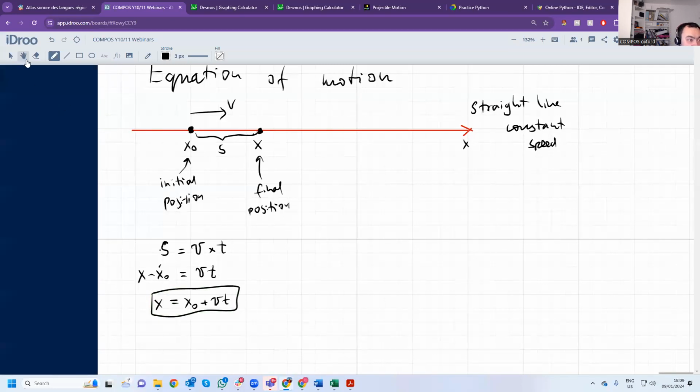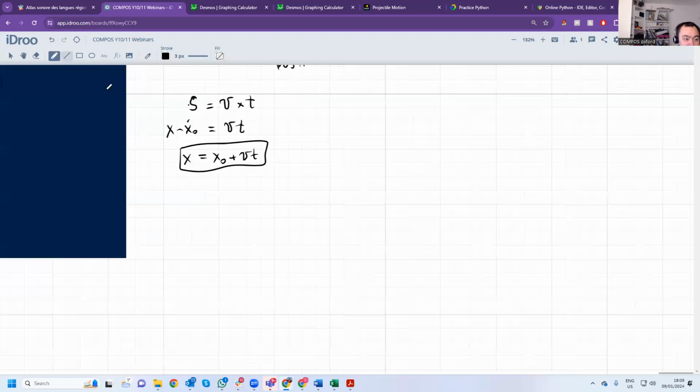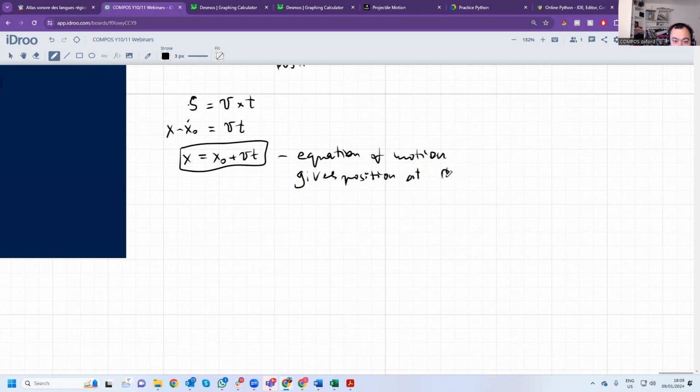Now, this is an equation of motion. Why is it an equation of motion? Because it tells you, if you know t, you know x. This is an equation of motion. It gives position at any given time.